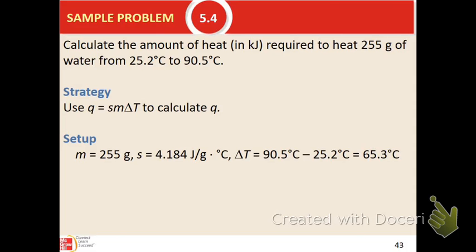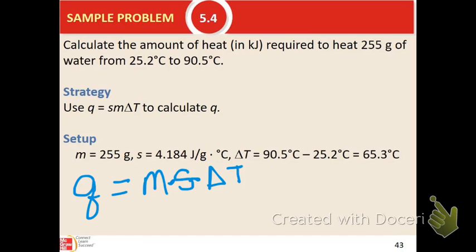It asks us in sample problem 5.4 to calculate the amount of heat that's needed to raise the temperature of 255 grams of water from 25.2 degrees Celsius to 90.5 degrees Celsius. So let's work this one very quickly. So we're going to use this formula, the Q one. Q is equal to the mass of our water times the specific heat of water times the change in temperature of our water. So our mass of water was 255 grams.